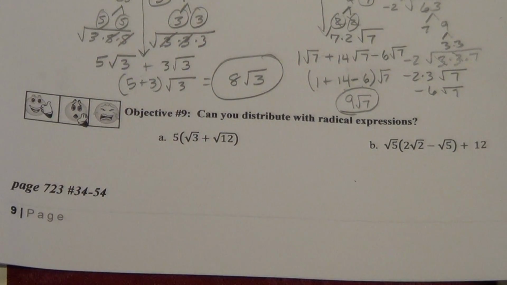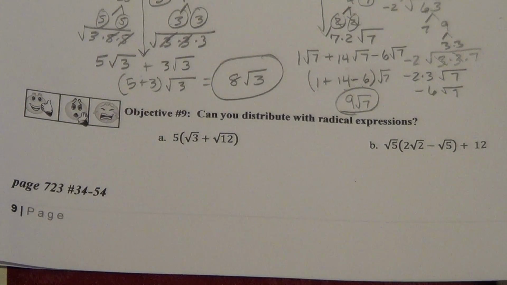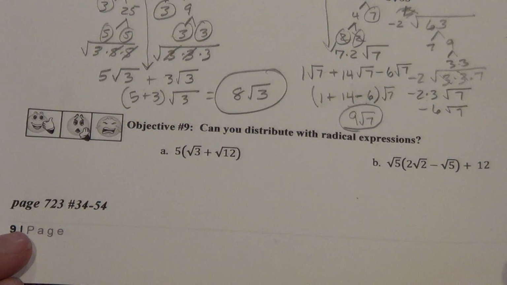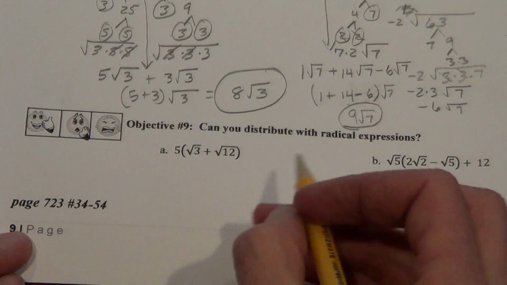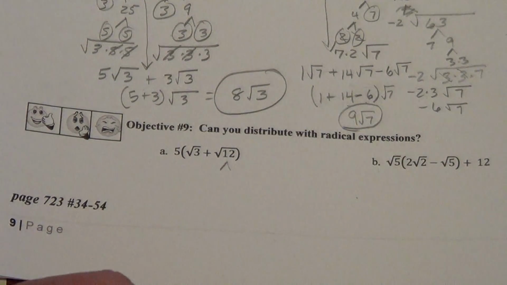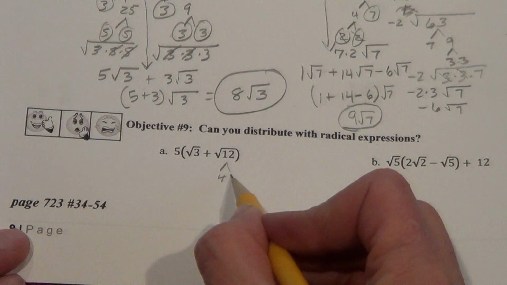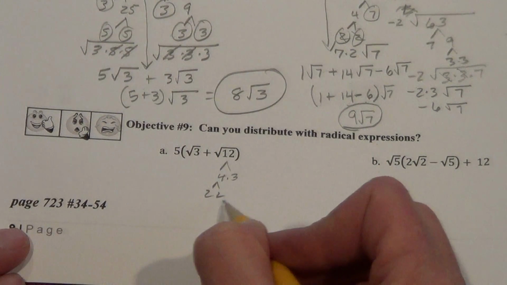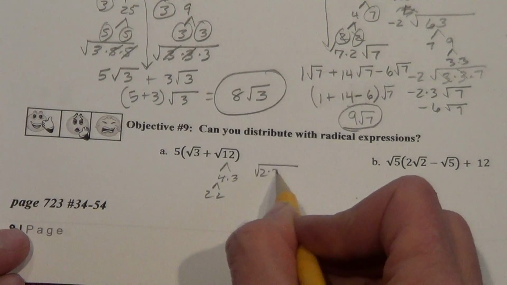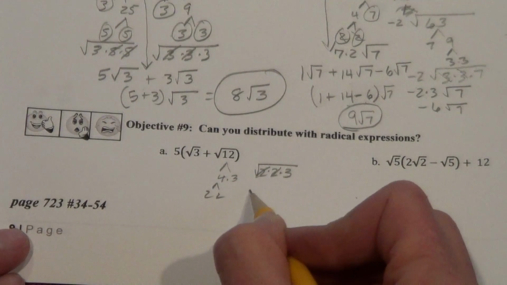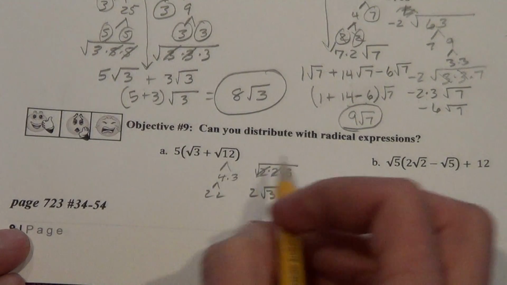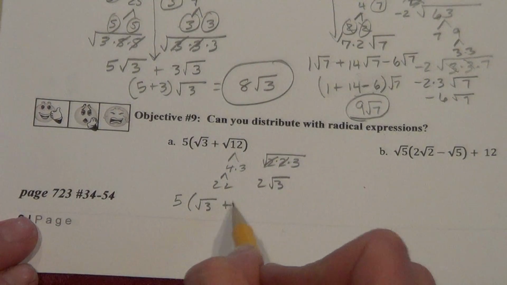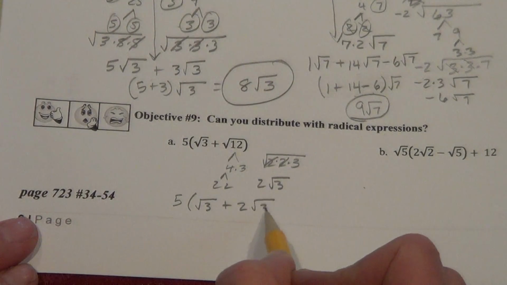Okay, the last problems here. All that they're wanting us to do is distribute with radical expressions. Before I distribute, I always simplify if I can. This 12, as you've seen in previous problems, can be simplified. It's 4 times 3, and 4 is 2 and 2. So radical 2 times 2 times 3, the 2's could come out, and we would have 2 radical 3 in place of that 12. So to rewrite it, it's 5 radical 3 plus 2 radical 3.